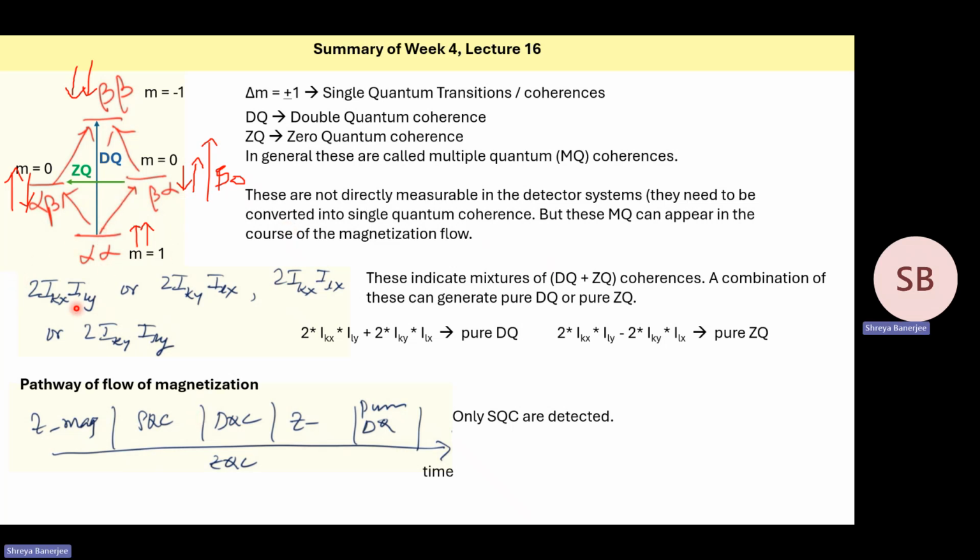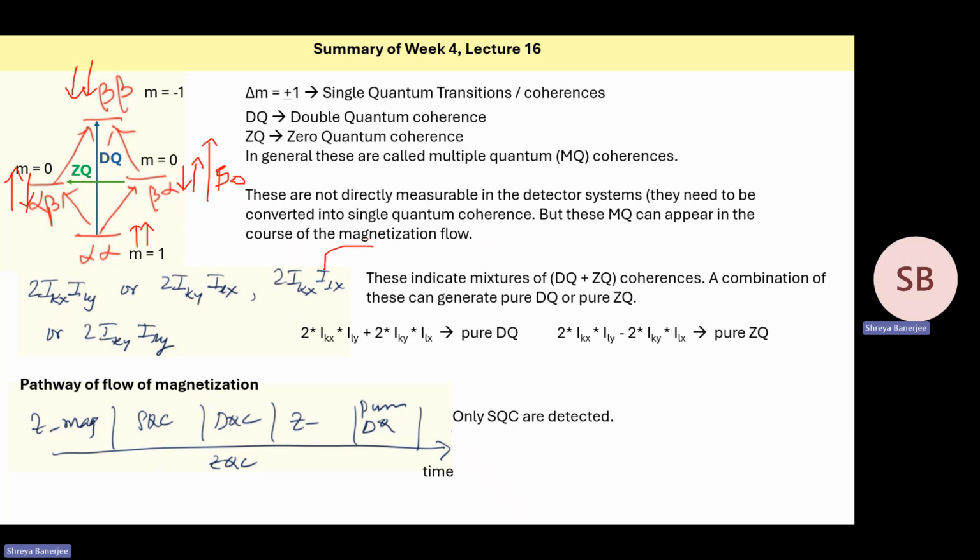Now we learned about this kind of terms, which are basically terms made up of two spins, each of the spins having magnetization in a different direction. So if one spin has magnetization in X, the other spin will have magnetization in another axis, 90 degrees to X, so either Y or Z. We were looking at these terms in the previous slide. These terms basically indicate a mixture of double quantum and zero quantum coherence. So you can add or subtract these terms in order to get pure double quantum or pure zero quantum coherence. I'll show you an example.